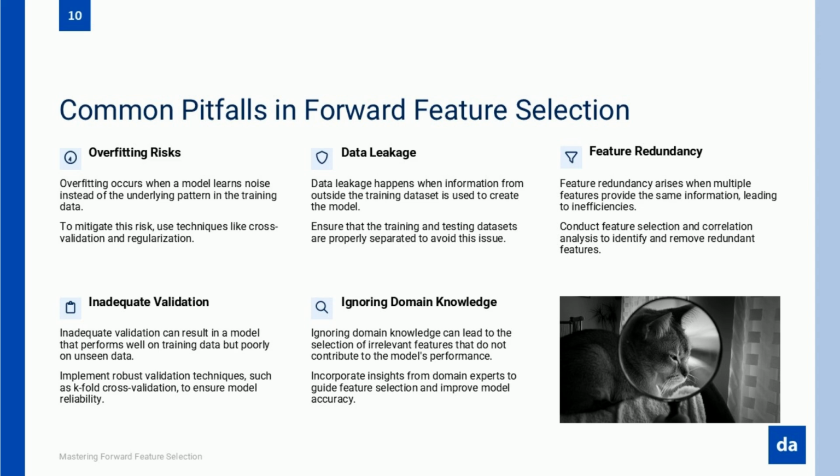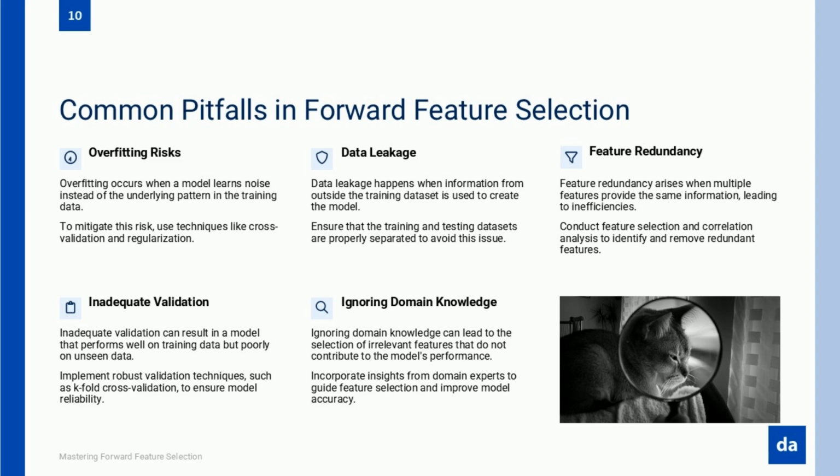First up, ignoring domain knowledge. Just because a feature looks statistically significant doesn't mean it actually makes sense in the real world. Imagine a healthcare model that prioritizes a patient's shoe size as a top predictor for heart disease. Sure, the numbers might show some correlation, maybe taller people have different risk factors, but does it actually mean anything? If you don't loop in domain experts, whether doctors, financial analysts, or engineers, you risk building a model that's technically correct but practically useless.